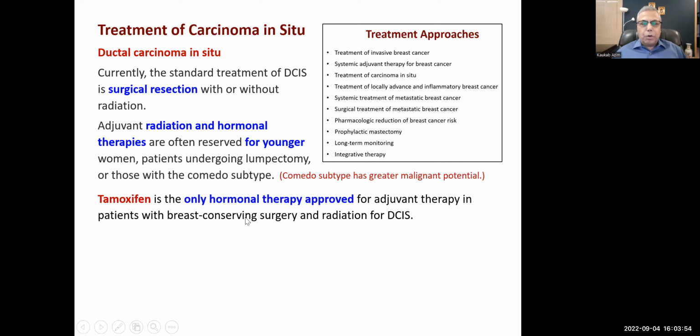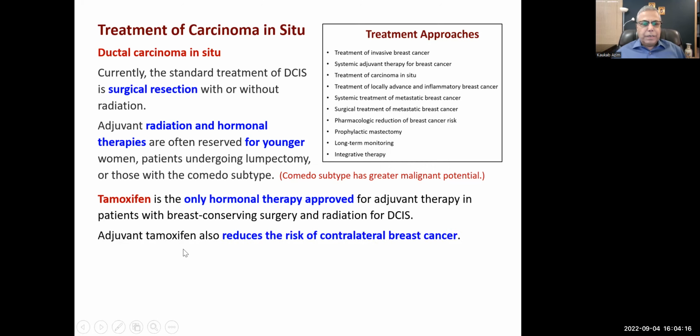Tamoxifen is the only hormonal therapy approved for adjuvant therapy in patients with breast conserving surgery and radiation for ductal carcinoma in situ, right? So tamoxifen is the drug. It could be given for 5 years. It could be given for 10 years after surgery. And then the other option is radiation therapy.